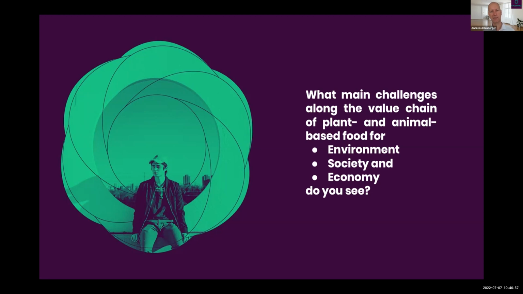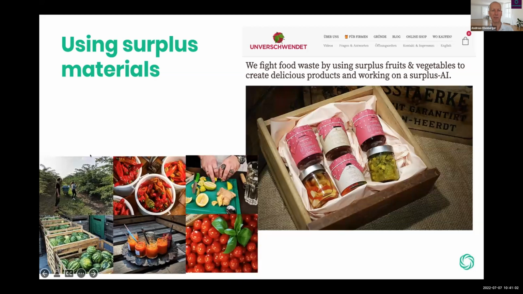And let's have a look at some practices which can inspire you when you think about the value chain. I use practices I know from different countries. One is from Austria, it's called unverschwendet, unwasted. On the material side, there is a lot of material which doesn't make it to the retail stores for whatever reason. The tomatoes are too red, others are not straight enough or not easy to package.